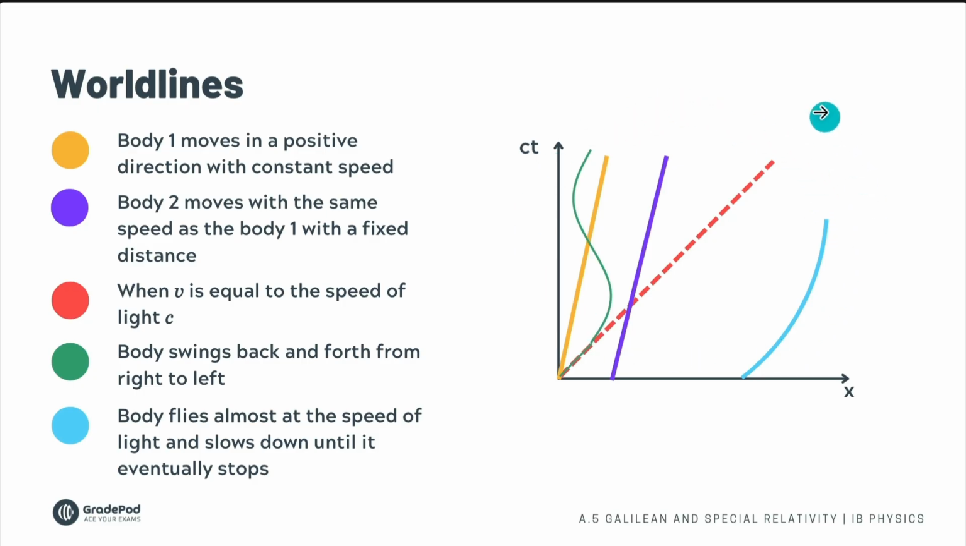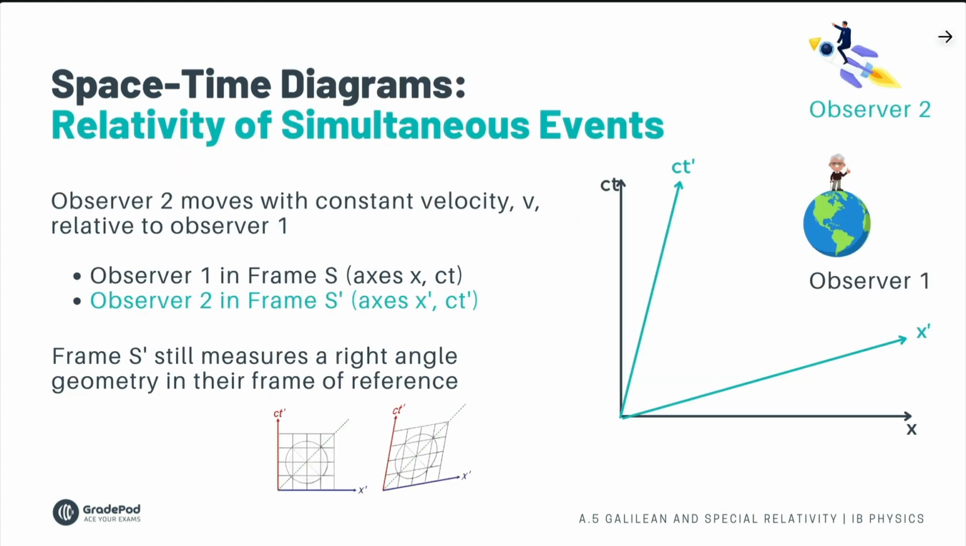These world lines are something you should be familiar with, although the IB specification does specify that it's only looking at constant velocities, so you could probably forget this information, but it's good to know. Let's try and expand this idea of space-time diagrams to include two people.